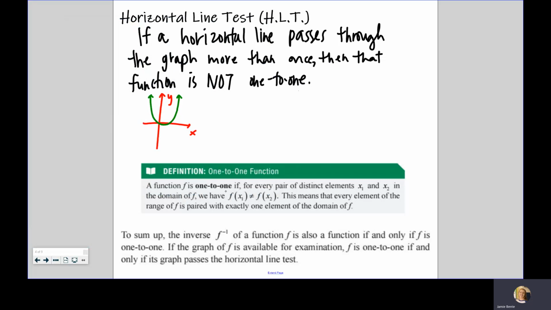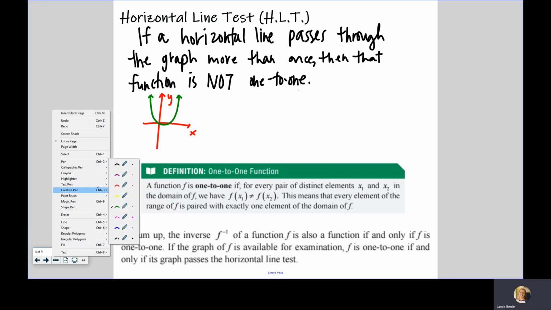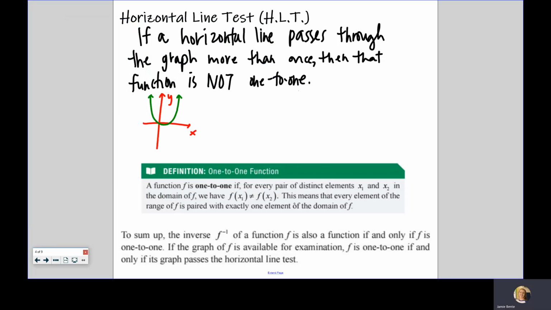It says, a function is called one-to-one if for every pair of distinct elements x1 and x2 in the domain of f, we have f of x1 does not equal f of x2. That means that every element of the range is paired with exactly one element in the domain. Now that should sound kind of familiar because that's very similar to the definition of a function. It's just the opposite. This is really the important part of this definition that I'm highlighting. It says, every element of the range is paired with exactly one element in the domain.